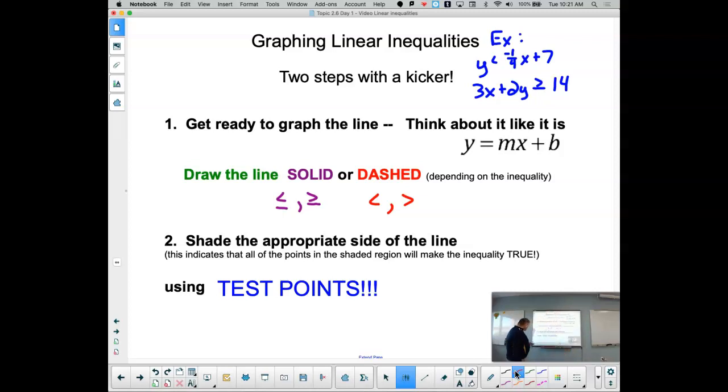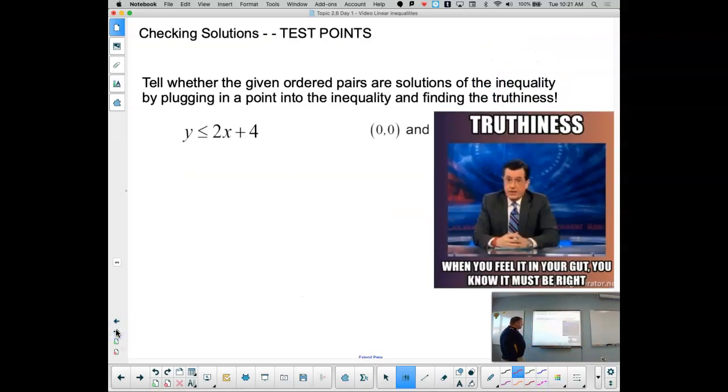So let's do an example here first of that truthiness of that point. So I am going to take the point 0, 0. The origin is a phenomenal point to use as your test point. I recommend it as your test point as long as your line doesn't go through the origin. You can use it.